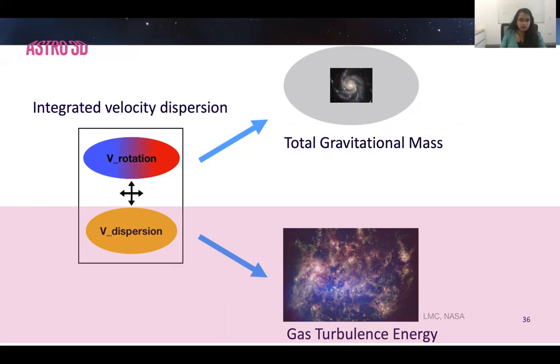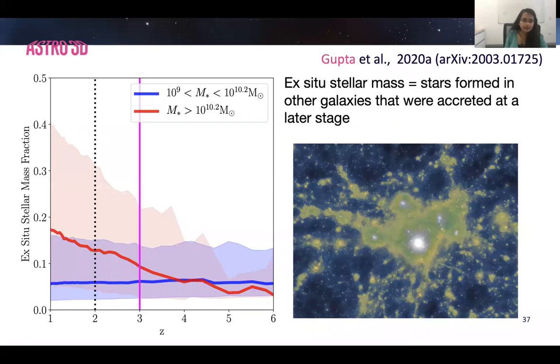Another thing we can do is go from observation to simulation and see what's changing in simulations for massive galaxies when we go from redshift 2 to 3. One thing that we found that is changing is how much of the stellar mass the galaxies have is coming from ex situ processes.